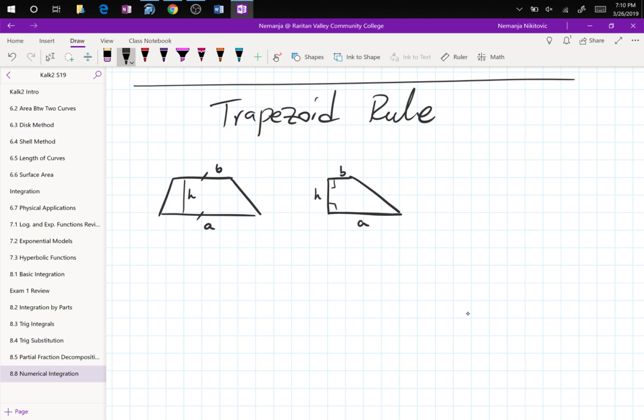What is the area of the trapezoid? Does anyone know that? Very good. It's A plus B over 2 times the height.